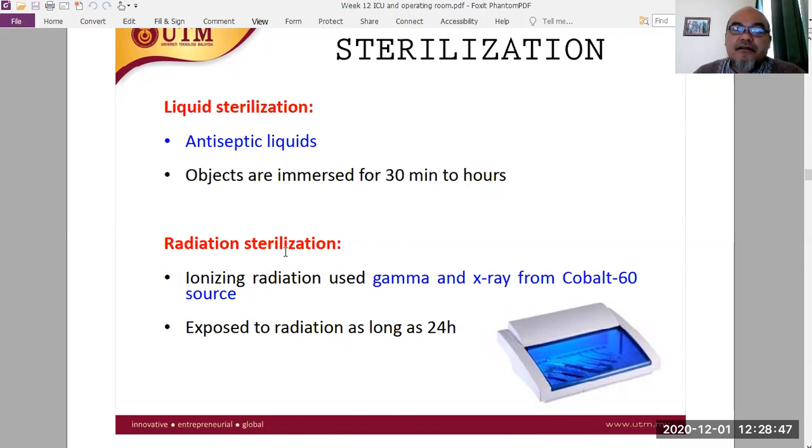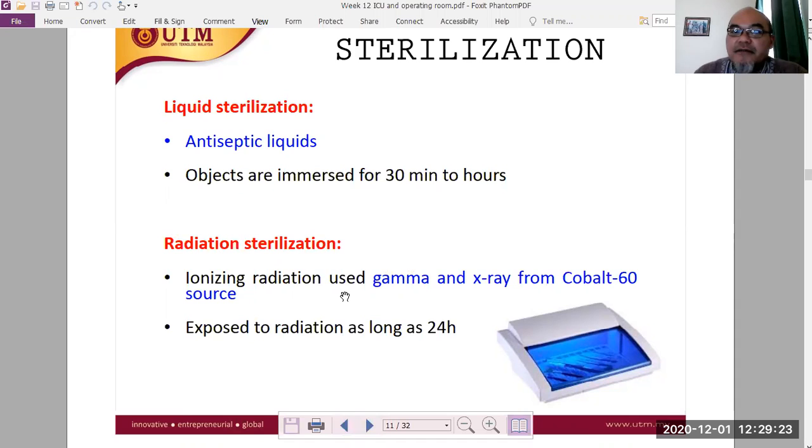Then radiation sterilization. This is ionizing radiation, using gamma and X-ray from a cobalt-60 source, with exposure to radiation as long as 24 hours. I'm not sure if it is commonly used in our hospital, but it is usually used in the factory, or in Batan, our nuclear agency. Usually during the packaging, some of these devices and equipment are packaged there, and then sterilized using this radiation sterilization.